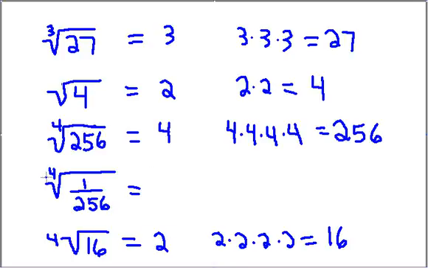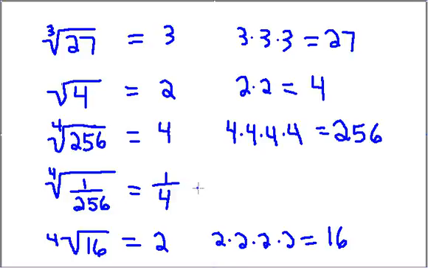Well, what about if we were to try to take the fourth root of a fraction, 1 over 256? Will this have a rational answer? Well, it will only have a rational answer if both the numerator and denominator are the fourth powers of another integer. Well, is 1 the fourth power of another integer? It sure is. It's the fourth power of 1. And that's because 1 times 1 times 1 times 1 equals 1. What about 256? Is it the fourth power of another number? Yes, it's the fourth power of 4, just as we showed up here, because 4 times 4 times 4 times 4 is 256.